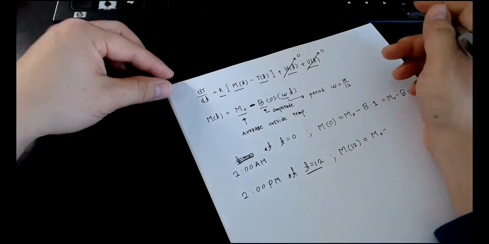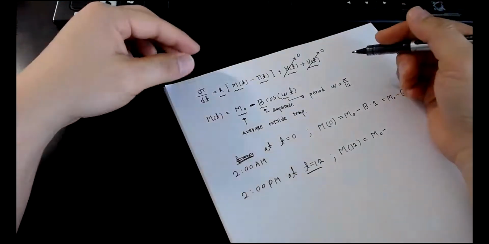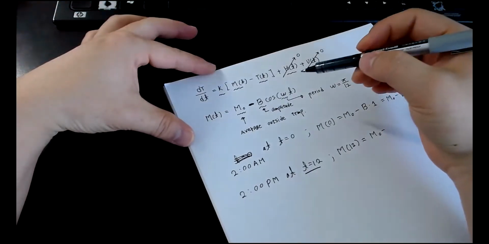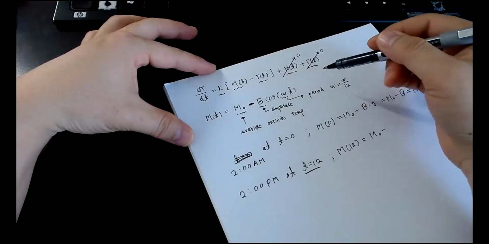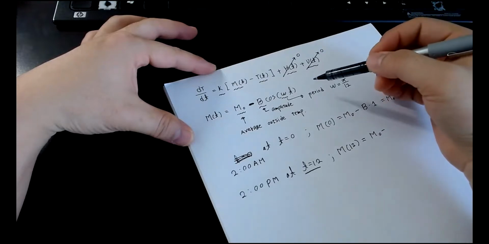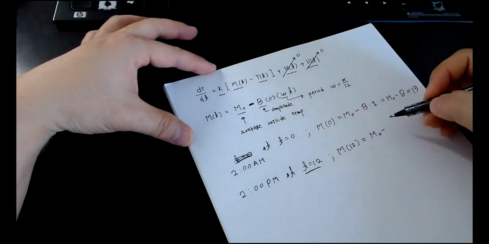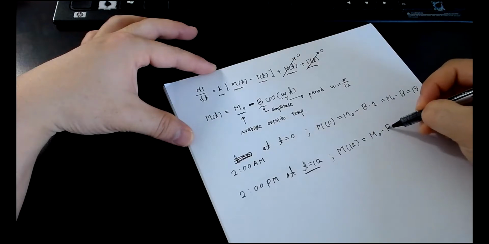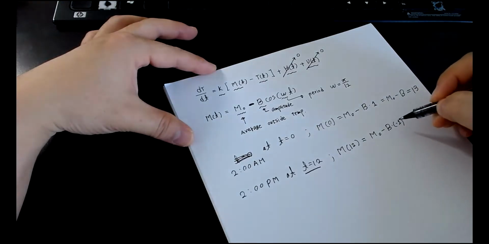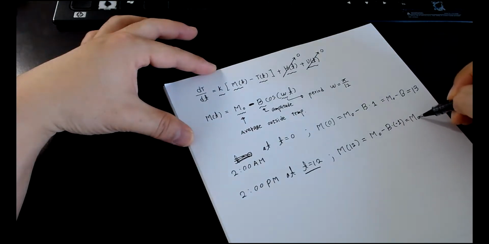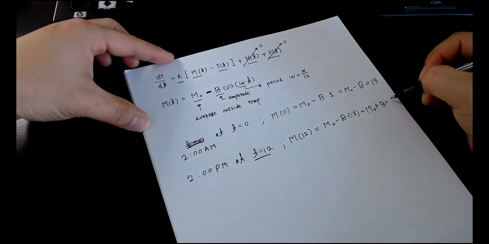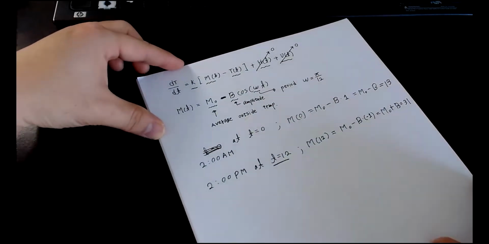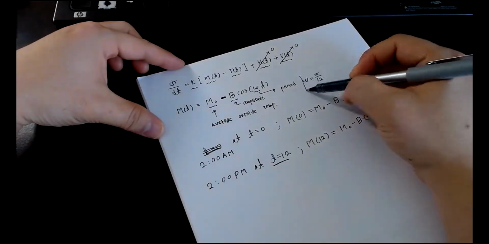So now, cosine pi is -1. So wt must be pi, and t is 12, so w must be pi over 12. Then it's not minus b times -1, right? Because cosine pi is -1, this is equal to m0 plus b. So m0 plus b must be equal to 31 degrees. That's why omega must be pi over 12.